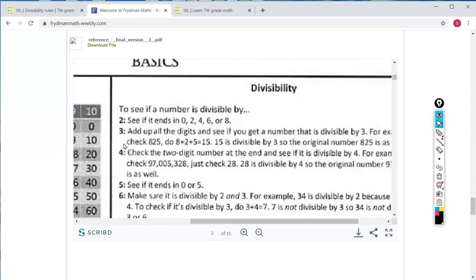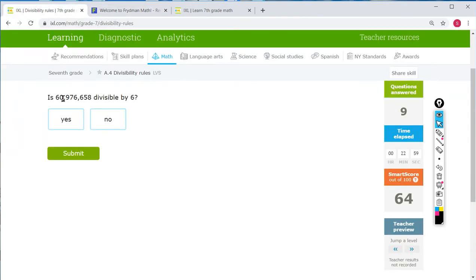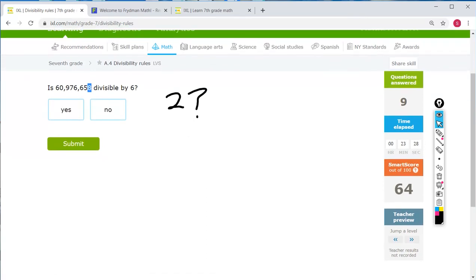So I have to apply both of these rules to every number that I'm trying to determine if it's divisible by 6. So let's go back to this number over here. Is this number divisible by 6? Well, is it divisible by 2? That's the first question that I'm going to ask. So I'll put a little 2 with a question mark there. And for that, I just have to check the last digit. If the last digit is a 0, 2, 4, 6, or 8, then it is divisible by 2. So we have an 8 here. So yes, it is divisible by 2.